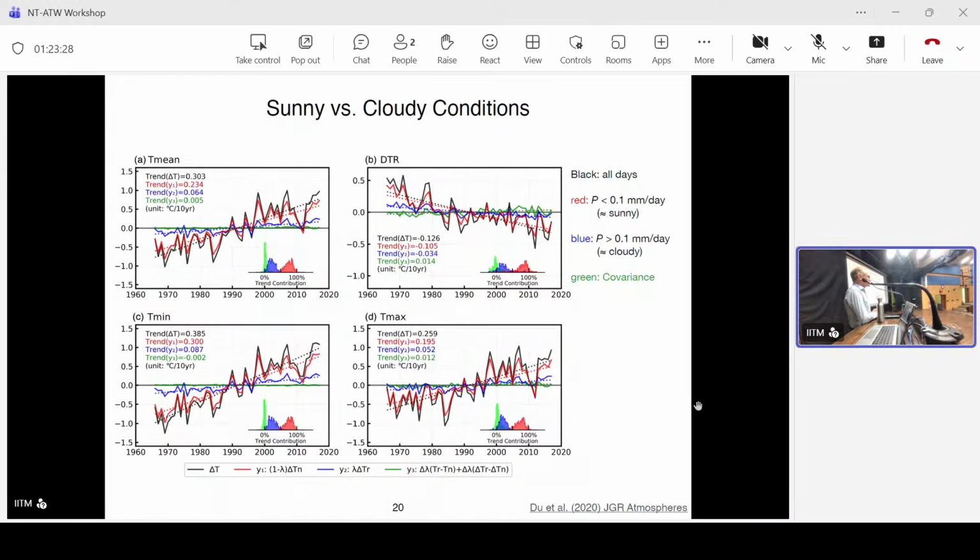The temperature change is less. Yes, yes. Well, it's not cloudy, but it's actually where there was rainfall, right? Here the precipitation rate was larger than 0.1 millimeter per day. On those days, there was less temperature increase than on those days where precipitation was less than that.